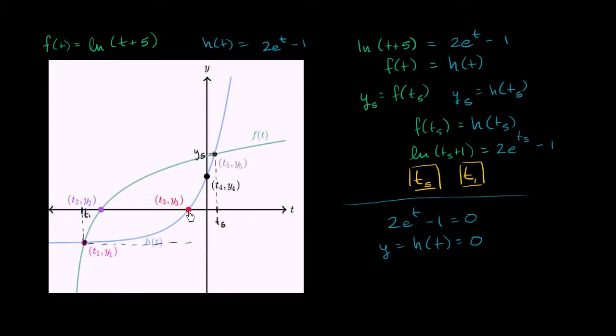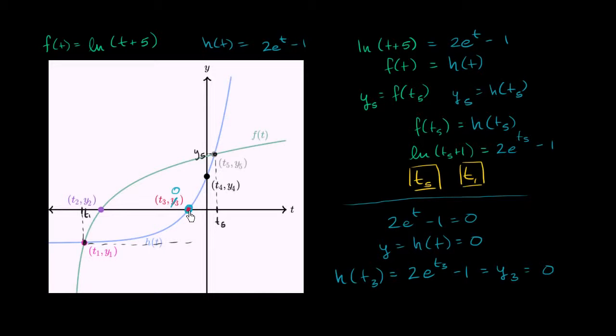When is that graph not above or below it? Our y value here is 0. Well, h of t is the blue graph, and it intercepts the t-axis right over here. It intercepts the t-axis right over there. We see that h of t sub 3 is equal to y sub 3, which is equal to 0. Or actually, I could even write it this way. h of t sub 3 is equal to 2e to the t sub 3 minus 1. That's just from the definition of h of t. And we know that that's going to be equal to y sub 3, which is equal to 0.